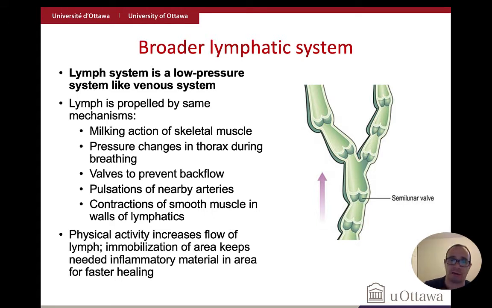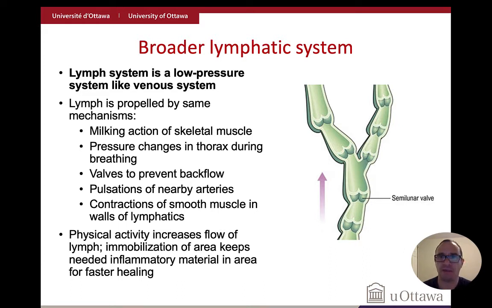There's also contractions of smooth muscle that will help to propel lymph in the correct direction. And this one's interesting, the pulsations of nearby arteries. So often these lymph vessels will travel with arteries. In fact, we saw an example of that when we had this inflammation in the arm. Kind of the contraction and relaxation of the arteries will also help to propel the lymph through the system.